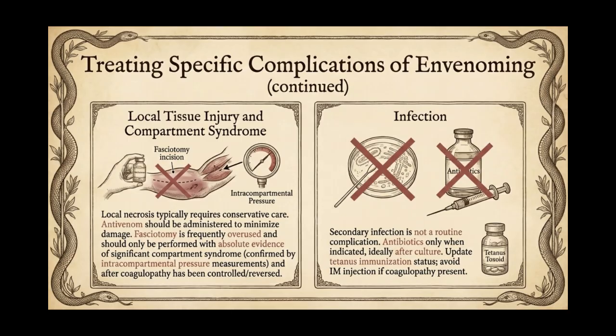Infection secondary to snakebite is not a common complication. Antibiotics should only be administered when there is clear indication, ideally after conducting culture and sensitivity tests. It is also important to assess the tetanus immunization status of the patient and provide a booster shot as soon as it is safe, taking care to avoid intramuscular injections if there is coagulopathy due to the risk of hematoma.